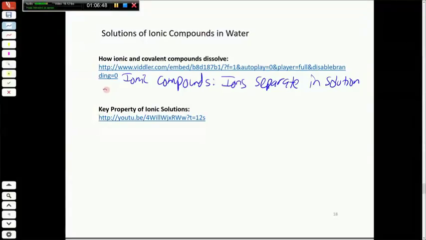Now, if we dissolve a covalent compound in water, so polar covalent compounds will also dissolve in water, things like alcohols, for example, other things that have polarity associated with them can dissolve as well. And when you dissolve a covalent compound, you typically don't have any breaking of the bonds.